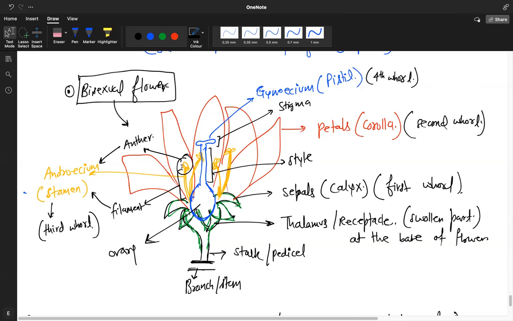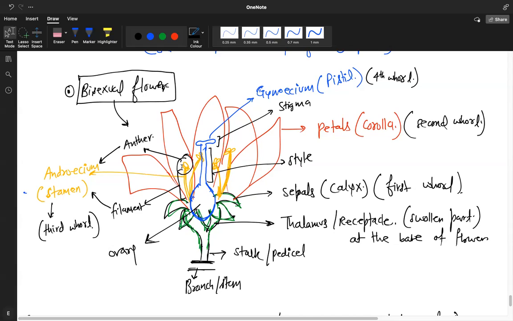Okay. Anyways, the first whorl is sepals, which is the calyx. Then the second whorl is the petals, which are also known as corolla. The third whorl is androecium, which is the male reproductive part in a flower, and the fourth is gynoecium, which is pistil.